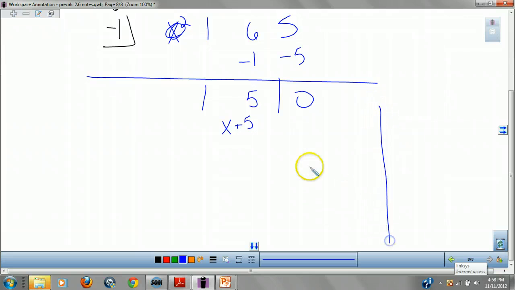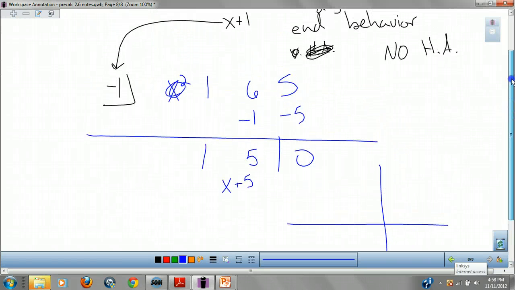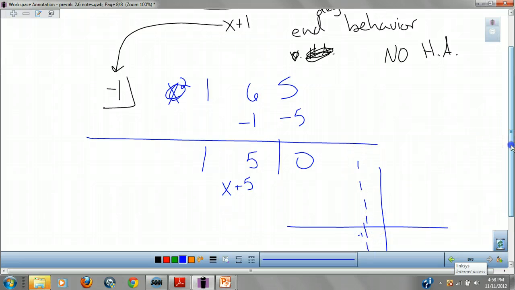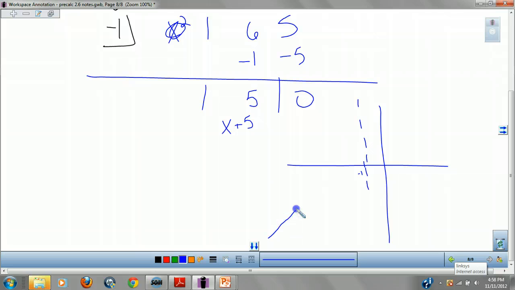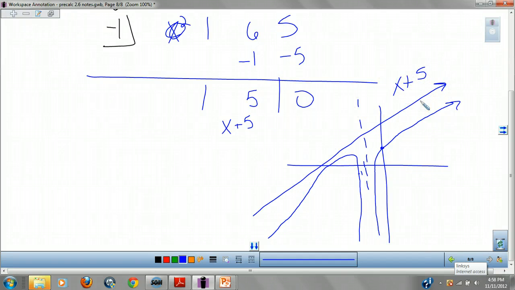What that means is when you look at this graph, which does have a vertical asymptote at negative 1, it looks like this, and then it goes this. It's actually going to go through that 5. But it falls along the line x plus 5. Its end behavior is what you get when you actually divide out the function. So just keep in mind that those exist.